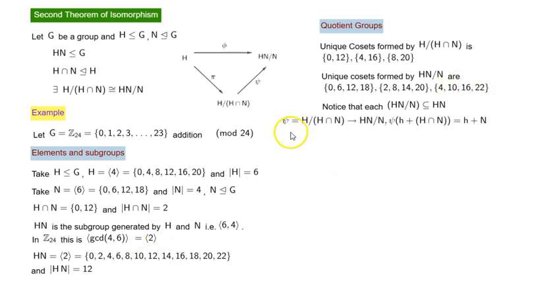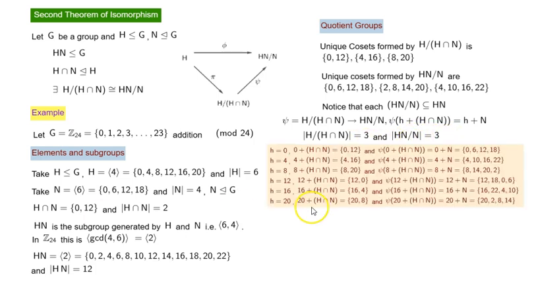So now we can define a homomorphism psi from the quotient group H by H intersection N to HN by N, where psi of h plus H intersection N is equal to h plus N. Look at the orders. The order of the quotient group H by H intersection N is 3, and the order of the quotient group HN by N is 3. Looks promising.